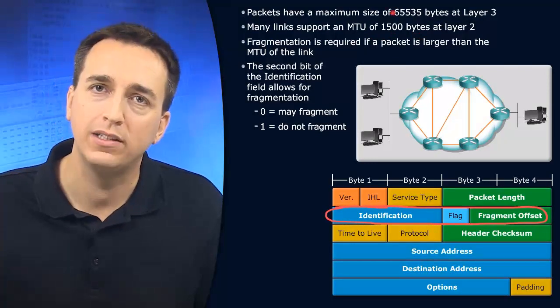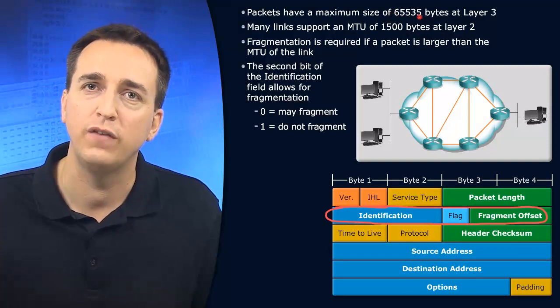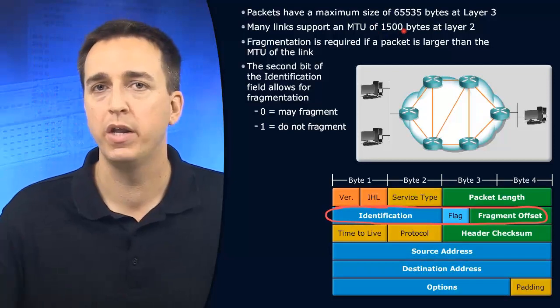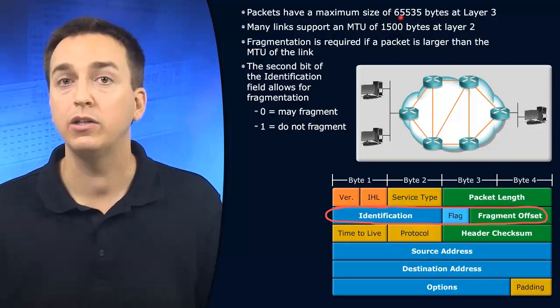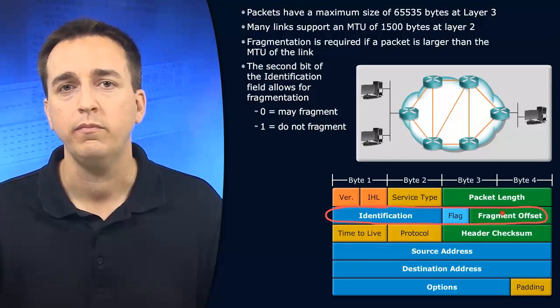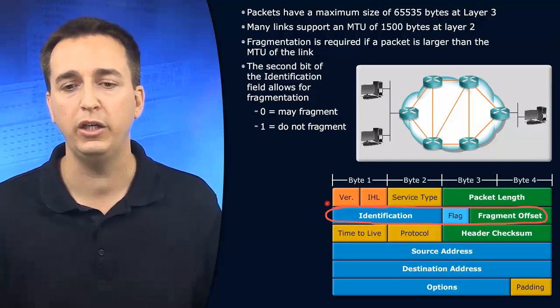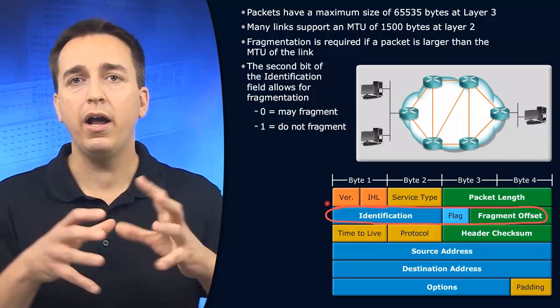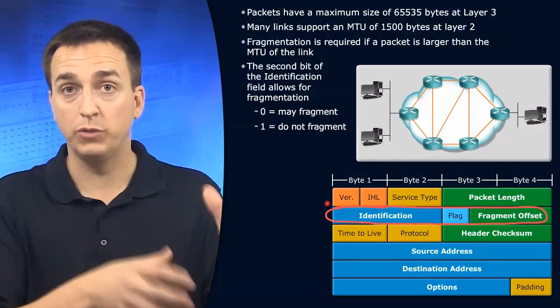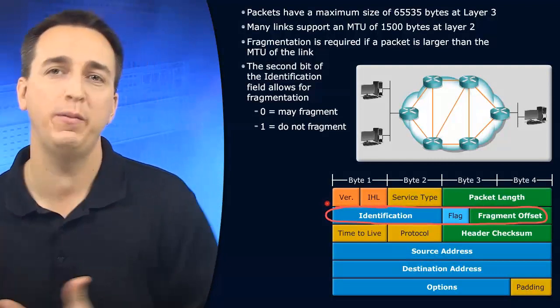So does that mean I could stick this 65,535 byte packet into the frame? No, I can't. So I have to break up the packet into smaller chunks. And that's what these three fields are for. These three fields are going to be utilized by our sending and receiving stations to identify how that packet was broken up and how it should be put back together.